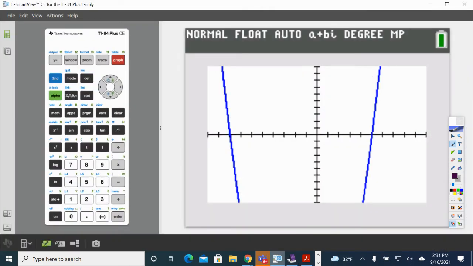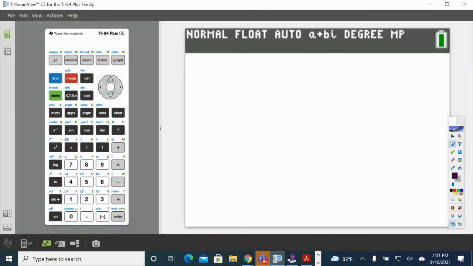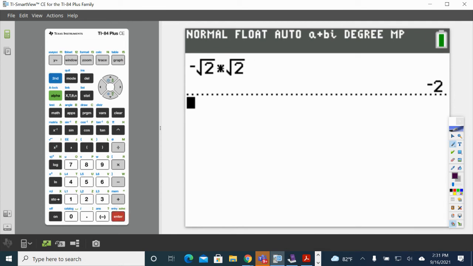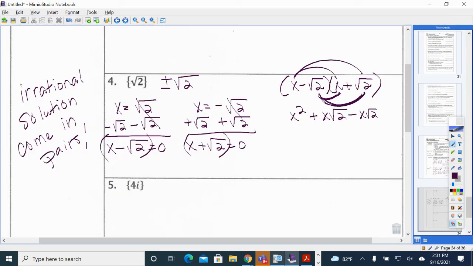I'm going to pull up my calculator for just a second. I have a negative square root of 2 times a square root of 2. It should be negative 2. And anytime you have a radical times itself, it's just going to give you the number that's underneath.